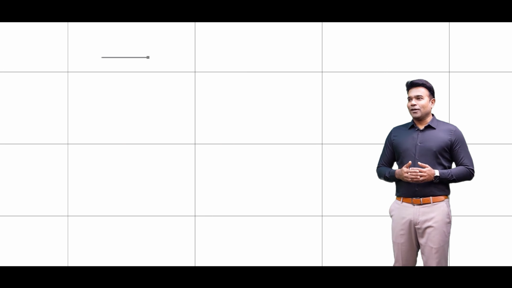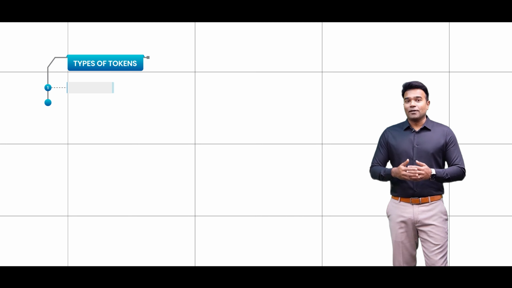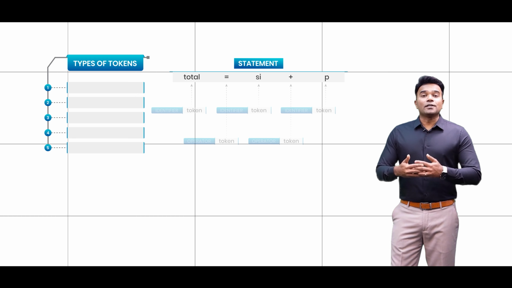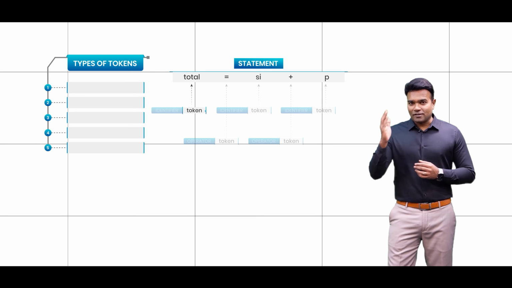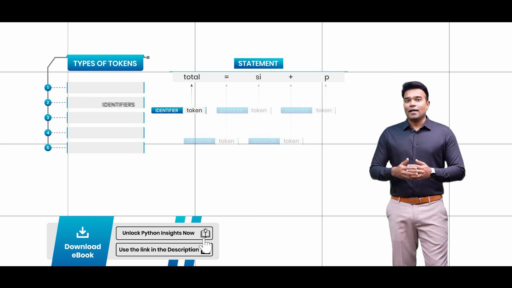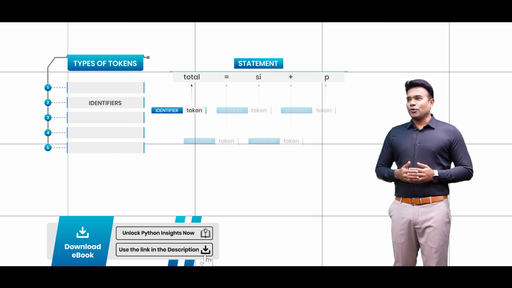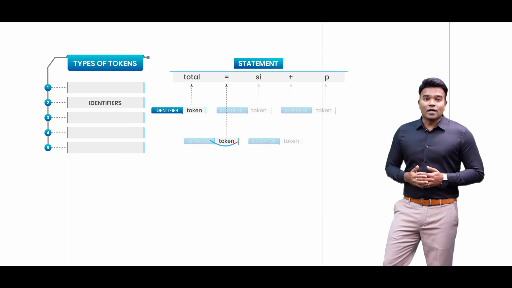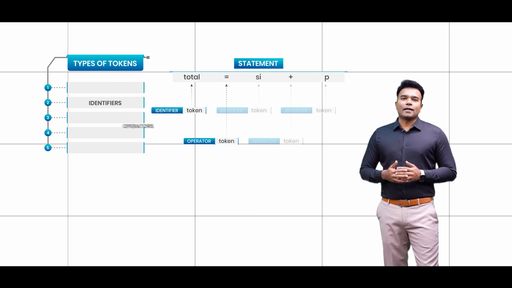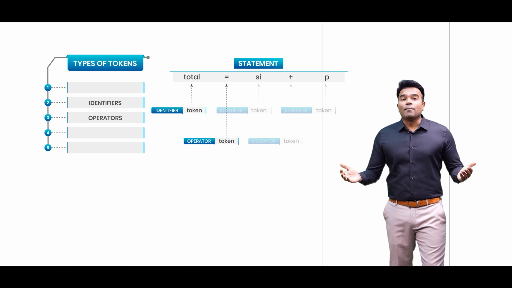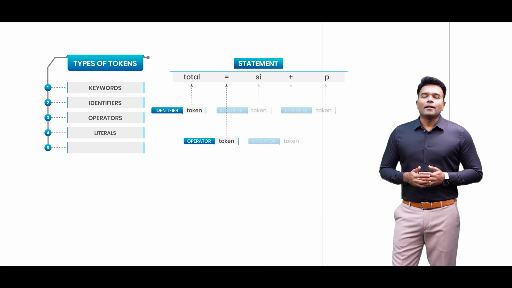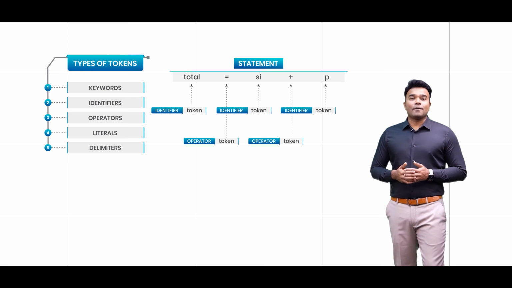And also let me tell you that tokens are of multiple types. And if you ask me what are all the different types of tokens, then have a look at this statement again. Don't you know that total was a token, but it was a token of the type called the identifier. So identifiers happen to be one of the types of tokens. Not only that, here equal to was also a token, but it was of the type operator. And that is why I say that operators also happen to be one of the types of tokens. So if you ask me what are all the different types of tokens, then all of these happen to be the various types of tokens in Python.